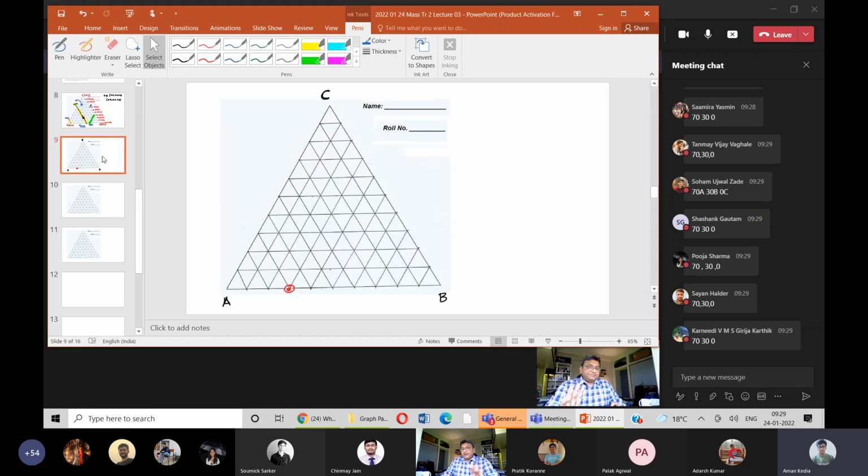Is it clear? So each of the base, so this line AB is for a system AB only, there is no C. This line AC is for a binary system where there is no B. The line BC represents a binary system comprising of B and C, and there is no A. Is it clear? Is it clear to all of you?